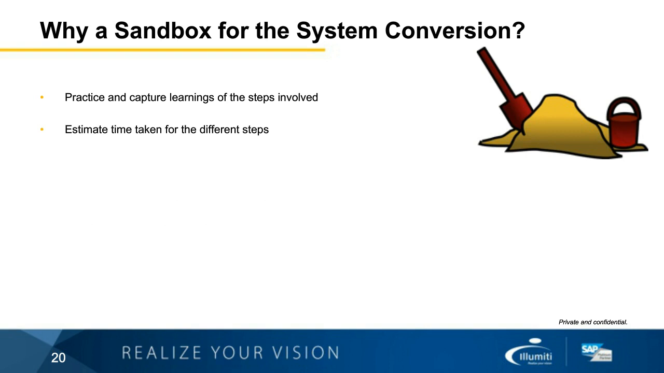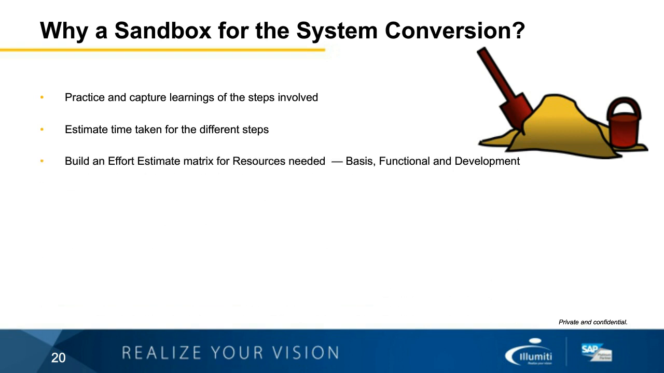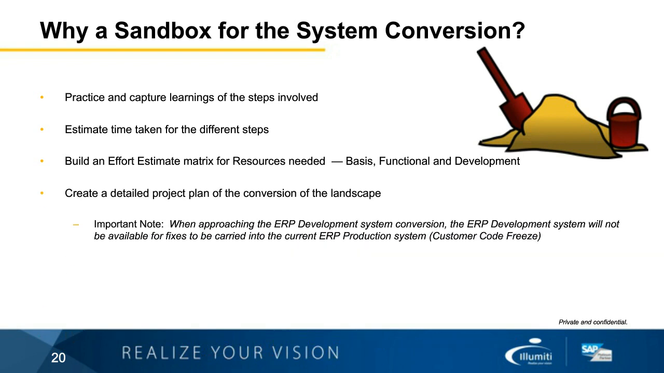Estimate time taken for the different steps, because again, that will be unique to your system. Build an effort estimate or matrix for the resources required. So you're going to need basis, functional, and developmental resources. Hopefully most of the functional is around just regression testing and any activation of new functionality or new scope that you want to bring into your upgrade. And then create a detailed project plan.